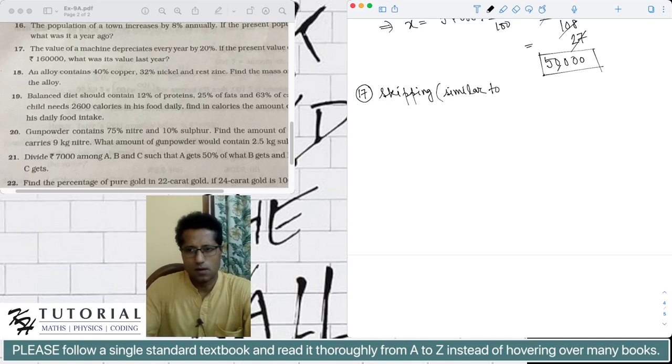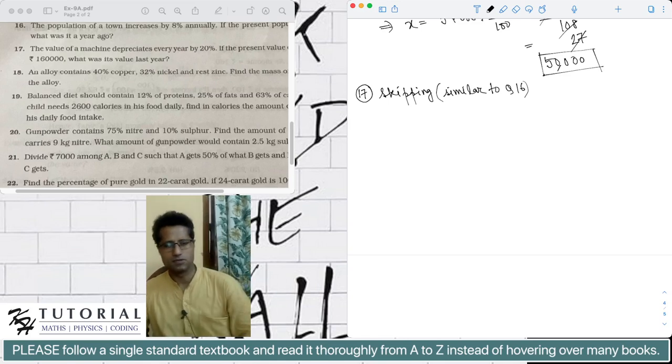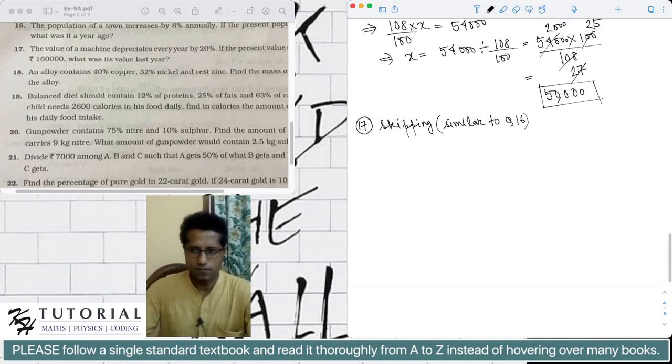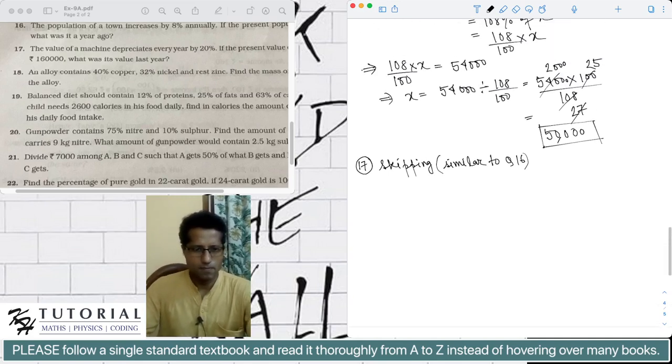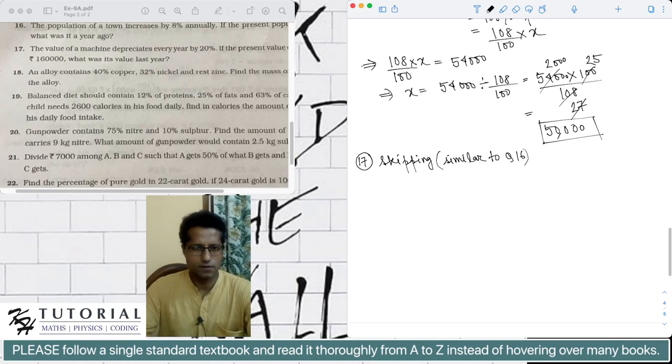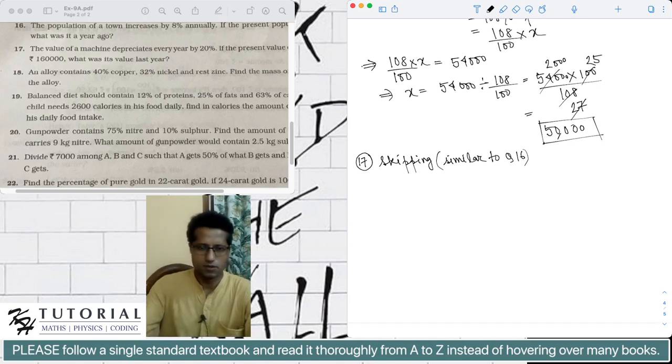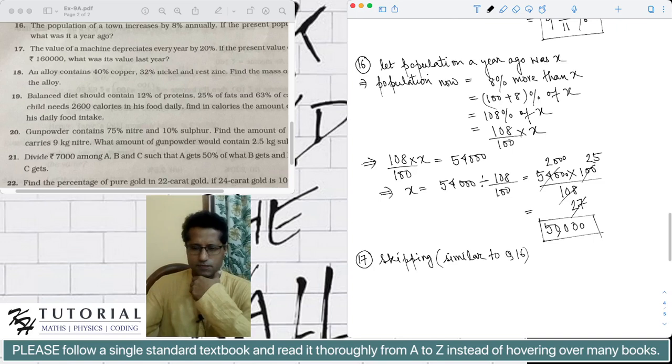to question 16. In question 16, it was increasing by 8%, and this time in question 17 it is decreasing by 20%. So the present population will be 100 minus 20% of the previous population, and the previous population you can assume to be x, and then you can solve it as we did for problem 16.